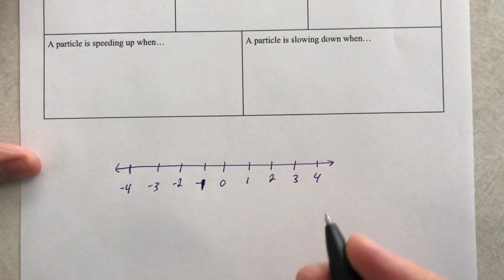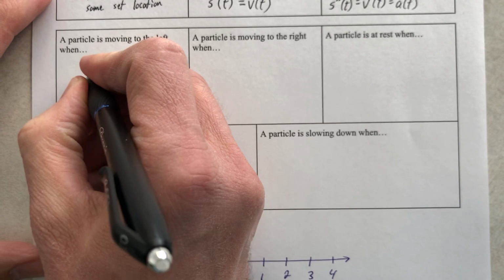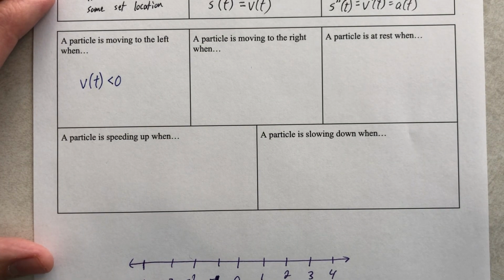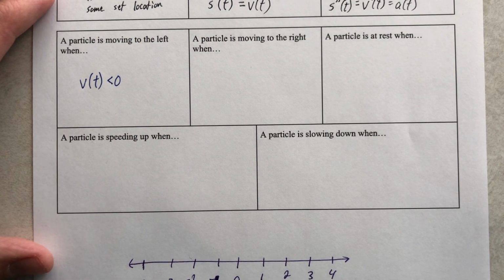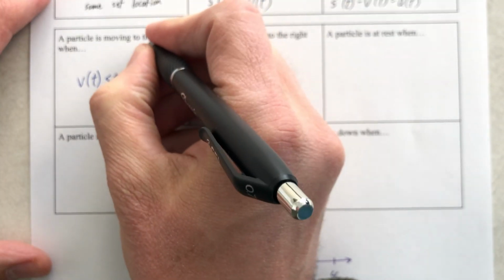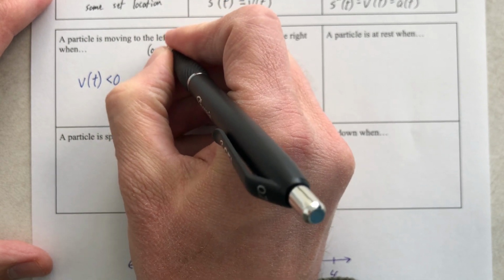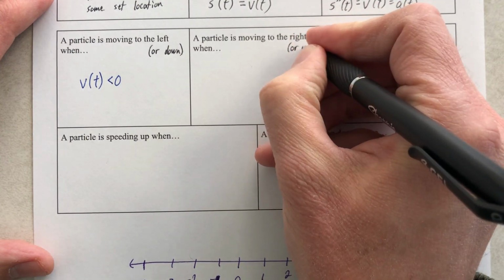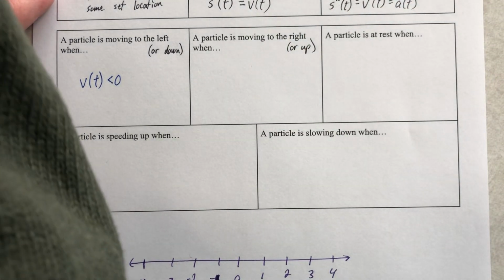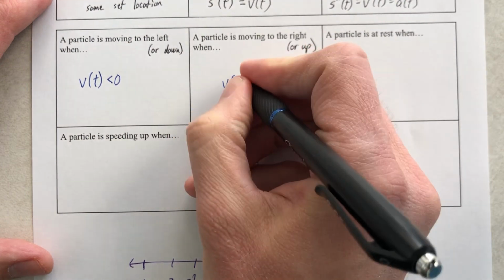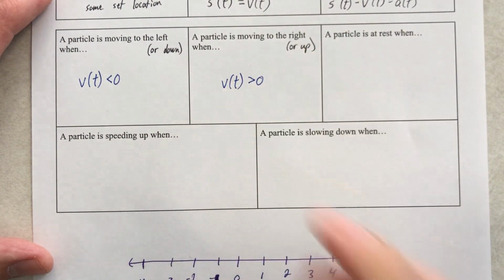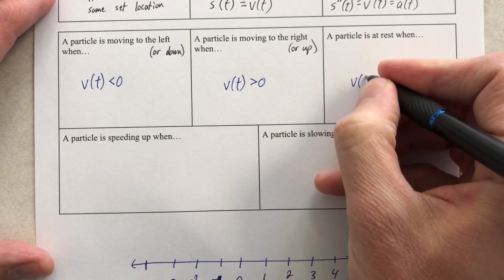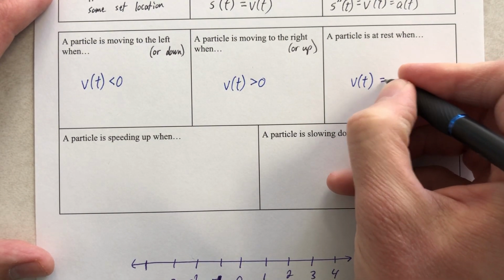A particle is moving to the left when, okay, a particle, an ant, or whatever, some car driving, is going to the left when the velocity is negative. So if I say velocity is negative, that means you're going to the left or you're going down, actually. Or down, basically in a negative direction. And a particle is moving to the right or up when the velocity is positive. And if we're not moving at all, the particle is at rest, and that would be when the velocity of that particle is 0.